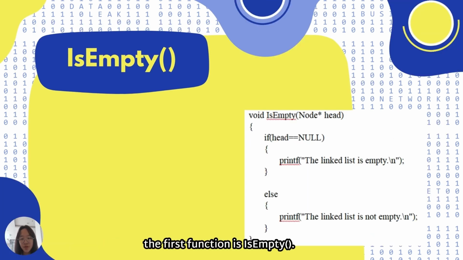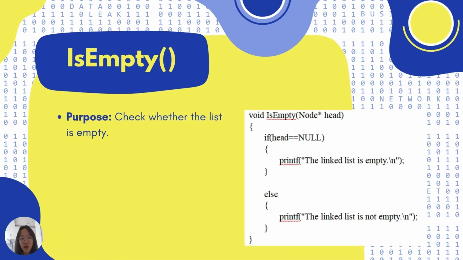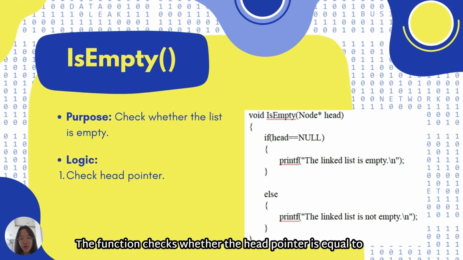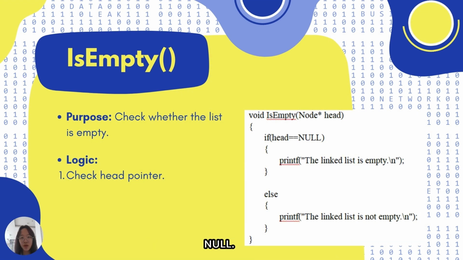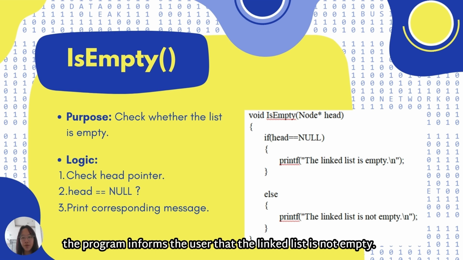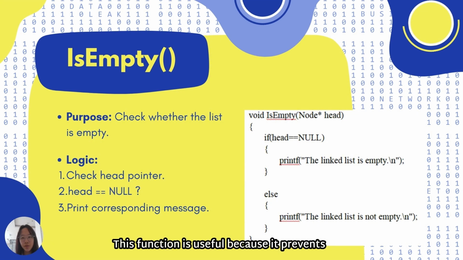There are 5 functions. The first function is empty. The purpose of this function is to determine whether the linked list contains any node. The function checks whether the head pointer is equal to None. If the head pointer is None, it means the linked list is empty, and an appropriate message is displayed. Otherwise, the program informs the user that the linked list is not empty. This function is useful because it prevents unnecessary operations on an empty linked list.